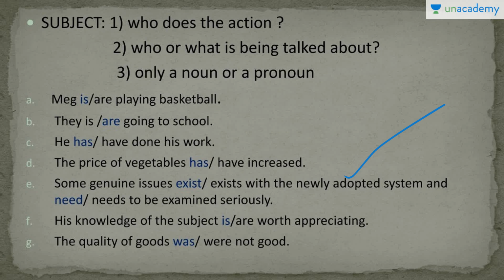Next, some genuine issues exist with the newly adopted system and needs to be examined seriously. Again, there's no action being done here. Therefore, I need to find out what is being talked about. Now, what exists with the newly adopted system and what needs to be examined? Issues. Some genuine issues. Therefore, issues is the subject. Since it is plural, I need a plural verb. And I've already told you, whenever you add s or es with a verb's first form, it becomes singular. So the verb's first form without s or es would be plural. Therefore, between exist and exists, I would choose exist, and between need and needs, I would choose need.